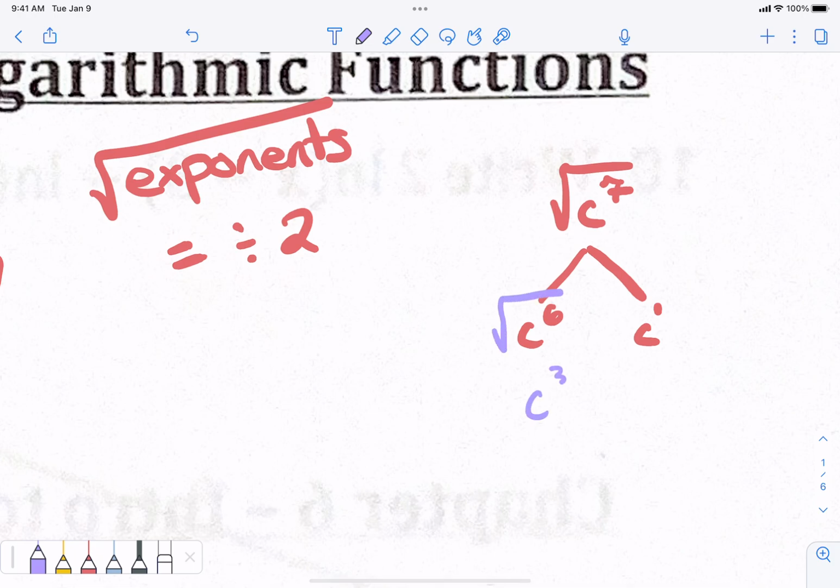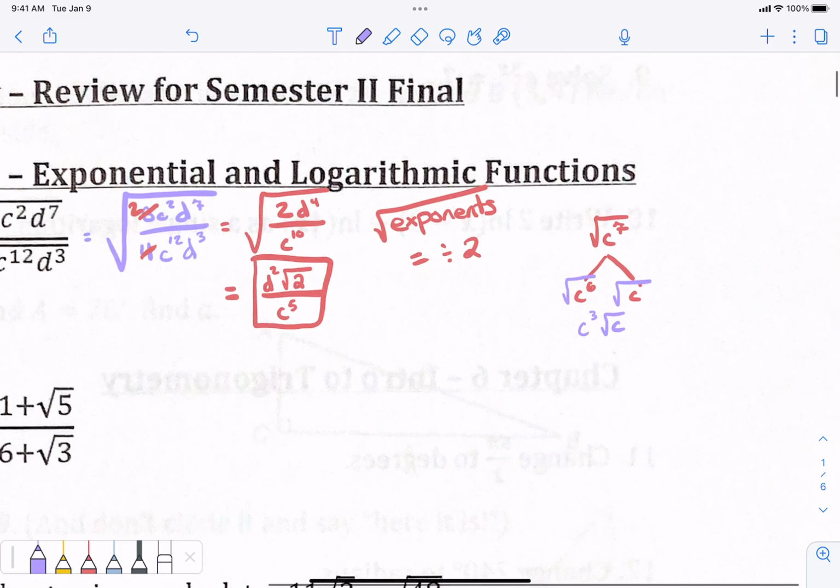C to the 3rd is going to come out. And what about the c there? It's left underneath, okay? So if you have an odd power that doesn't divide by 2, you're going to leave 1 inside, right? Does that make sense? Okay? So just FYI, if we have an odd power, that's kind of how that works. I don't remember if I do or not, so I want you to be prepared. Okay, keep going.